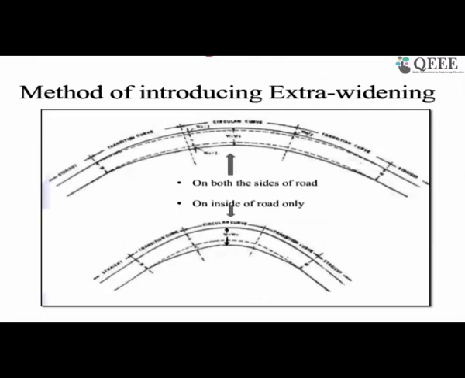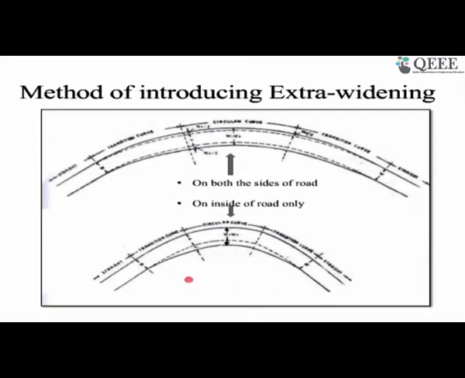So next we'll be moving into the extra widening. How do we provide the extra widening? If it is a milder curve, this is how we provide extra widening on both sides: an equal amount of extra widening on the outer side and inner side. If it is a sharp curve, we provide it mostly on the inner side. So there is no extra widening on the outer side.